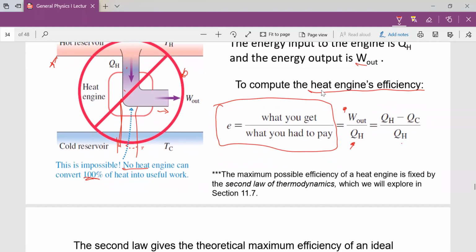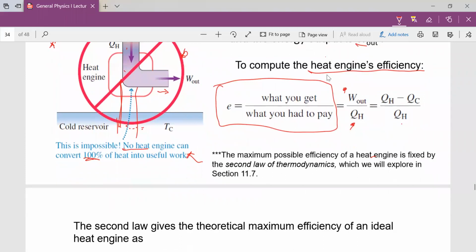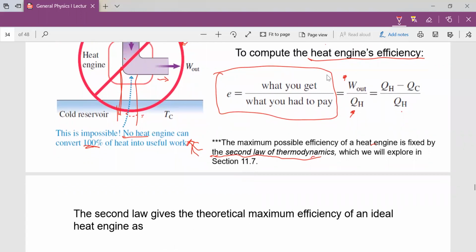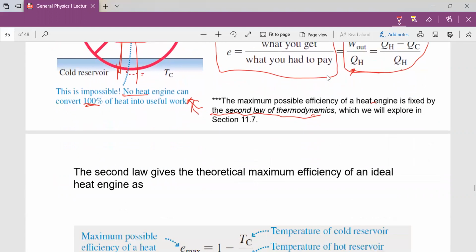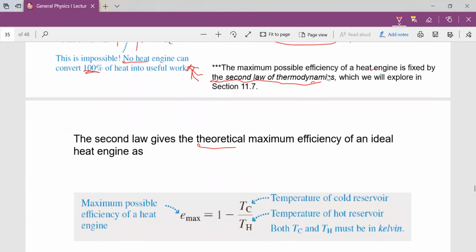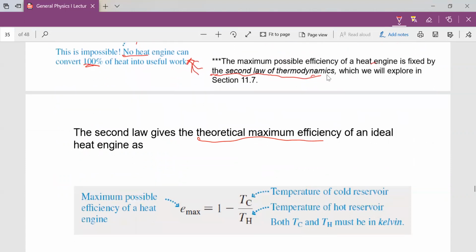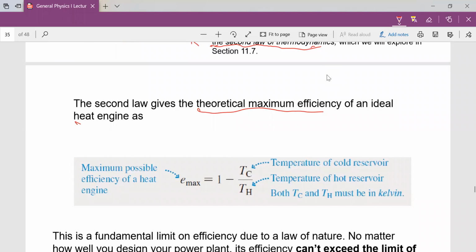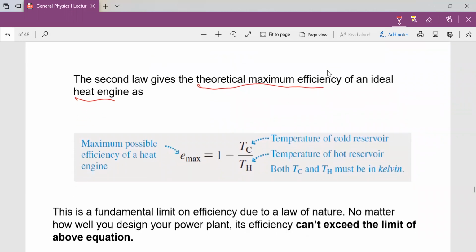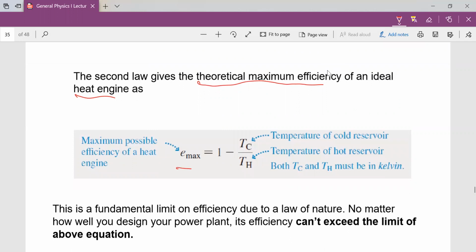So this point is just telling us what we have already explained here, that we are also using this understanding to derive another concept in thermodynamics that we call the second law, which we will see later. But the reason we brought it in here is that we need it to define better the concept of efficiency. And that brought us to what we call the theoretical maximum efficiency of an ideal heat engine, which we call the efficiency max.